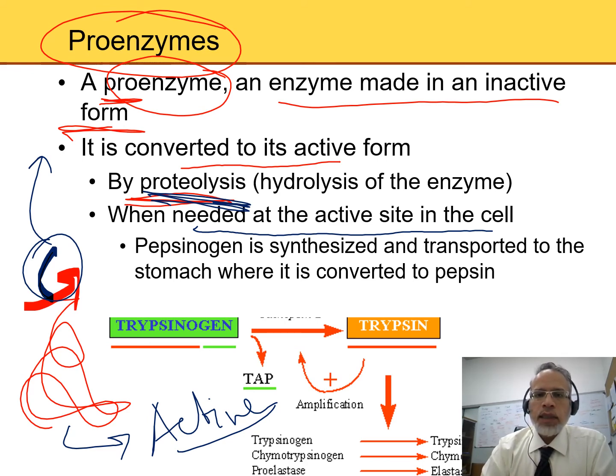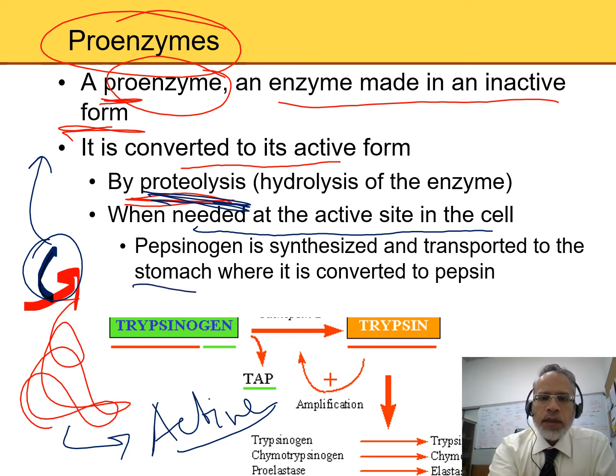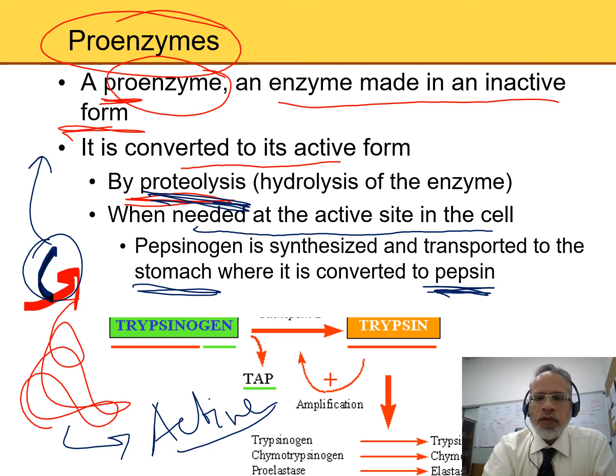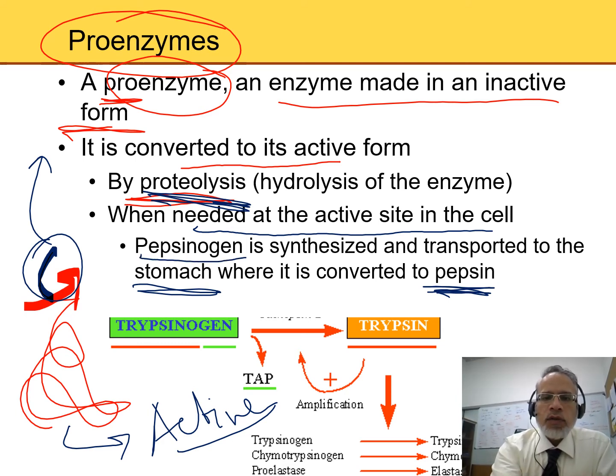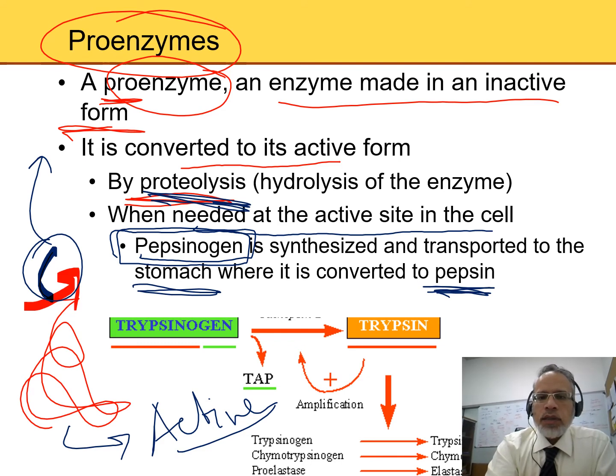I hope you remember that. So there's an enzyme in our stomach called pepsin. Pepsin is the active form of the enzyme, but it is not made in the active form. It is made as pepsinogen. Pepsinogen is synthesized and it is inactive. In the stomach, it's cleaved. You cut off part of pepsinogen and it becomes pepsin.